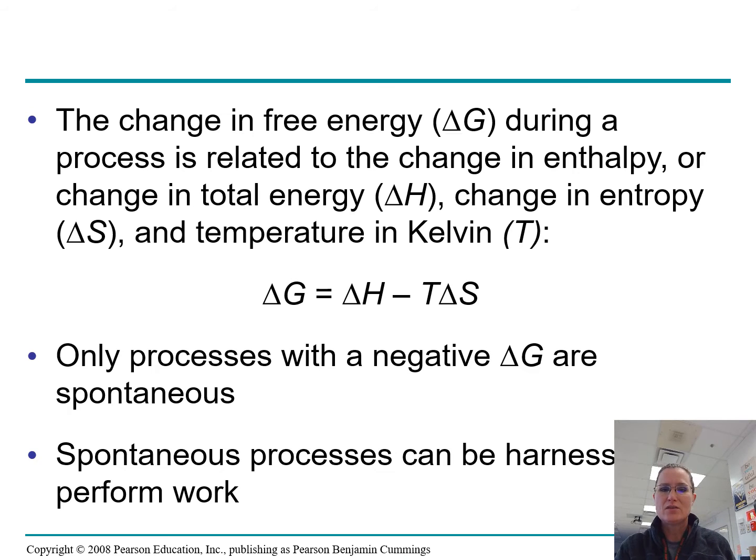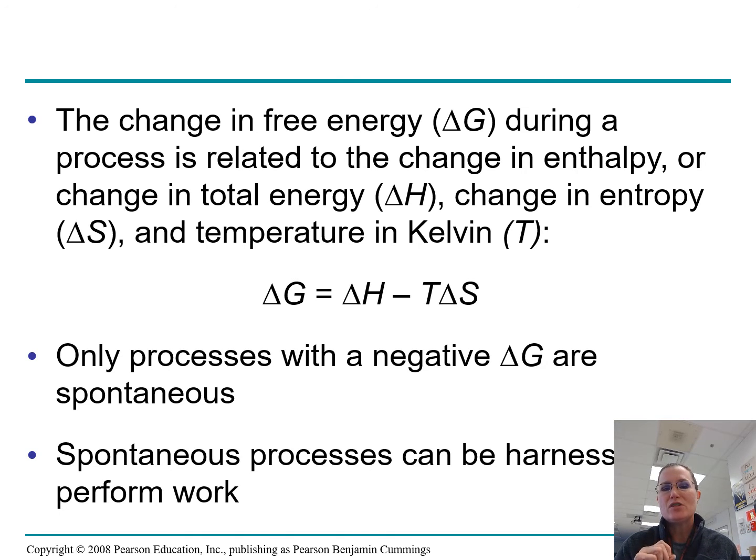The reason it's called delta G is because it's called Gibbs free energy. The big capital G comes from the last name of the guy that came up with this. His last name's Gibbs. And so the change in free energy, delta G, during a process is related to the change in enthalpy, or the change in total energy, change in entropy, and temperature in Kelvin. All that stuff might go in your brain, but we're going to do some practice, and it'll get a little bit better as we go through.